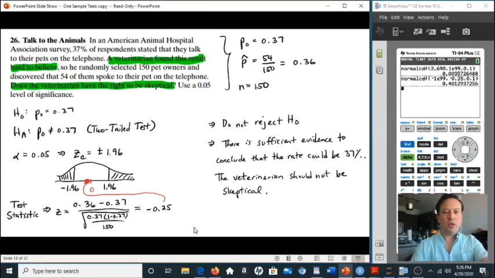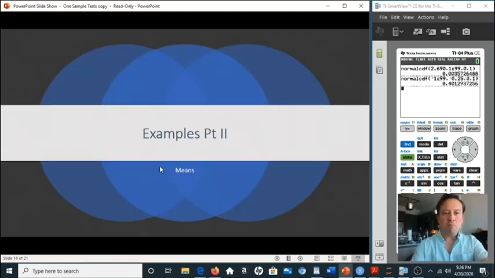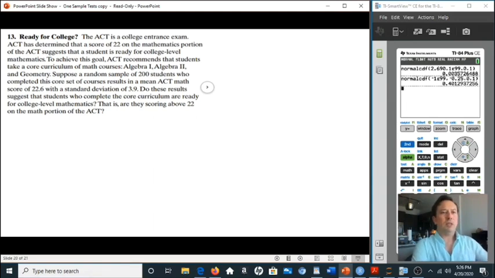All right, folks, let's shift to problems that involve means. So examples part 2, hypothesis testing for a sample mean. Let's take a look at this problem here. The ACT is a college entrance exam, and it has determined that a score of 22 on the math portion suggests that a student is ready for college-level math. Let's skip down here. Let's suppose a random sample of 200 students who completed this core set of courses results in a mean ACT math score of 22.6 with a standard deviation of 3.9. These are students that have taken Algebra 1, Algebra 2, and Geometry.